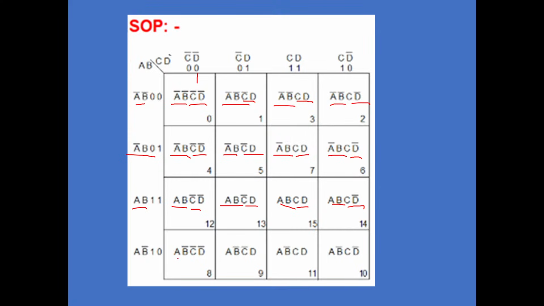Next, on the left side, AB bar is there. Write down AB bar in this whole row. Next, on the top, C bar, D bar, C bar, D, CD, and CD bar. Okay. This is SOP.